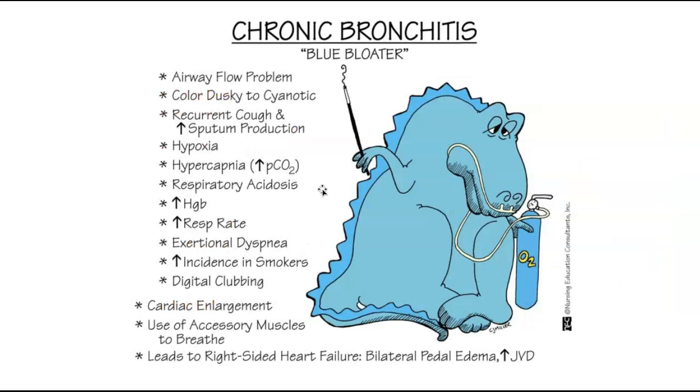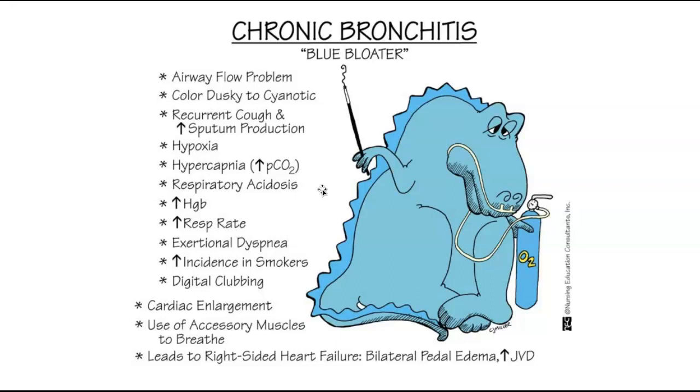So let's look at this diagram of chronic bronchitis. Chronic bronchitis has the name of a blue bloater. So let's go through some of these. Obviously we have an airflow problem. The color of the skin appears to be dusky to cyanotic. And that is because patients hypoventilate. They have a diminished respiratory drive and they develop hypoxia.